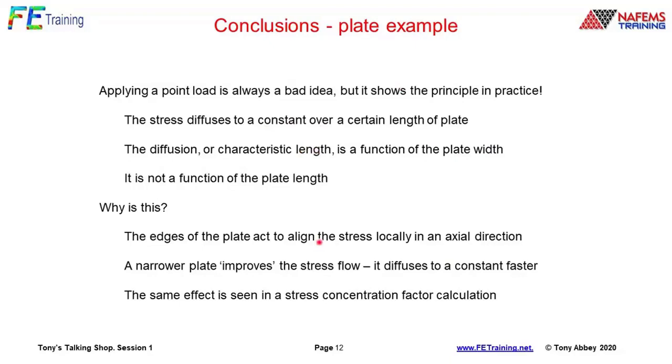Now, why is this? Well, the edges of the plate act to align the stress locally in an axial direction. So as that plate gets narrower, the stress is already entrained to flow tangential or parallel to the edge of the plate. It's a little bit like fluid flow. If I've got a wind tunnel, and it's a very big wind tunnel, and I've got a small feature in there, then the air is coming up to that feature and having to diffuse around it or move around it in quite an abrupt way. If I have a narrow wind tunnel, or the object is occupying a large amount of space, then the flow is entrained along the walls of the wind tunnel.